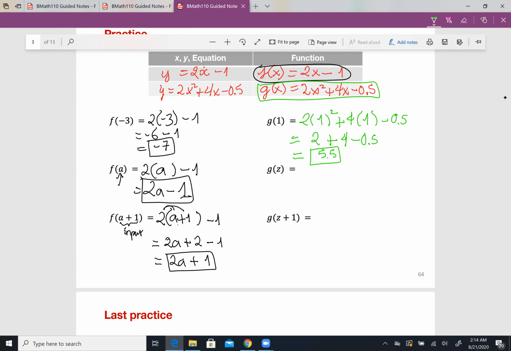Okay, what about g of z? In this one, the input is z. So actually, we can just substitute all the x to become z. So I have 2x squared, now becomes 2z squared because I now change the input x to z, plus 4z minus 0.5. That's the answer.